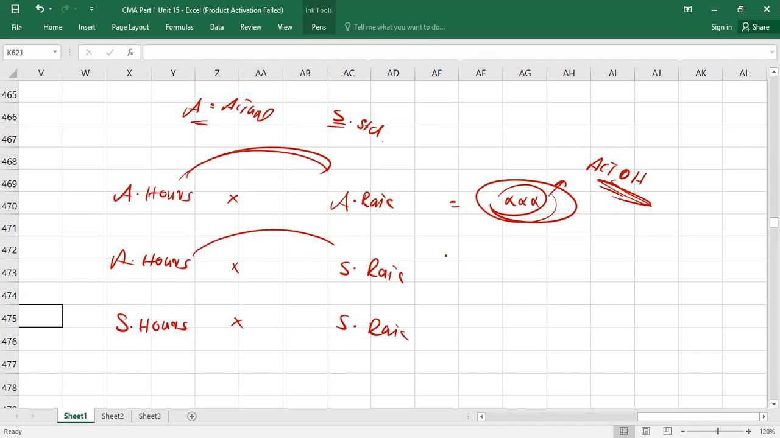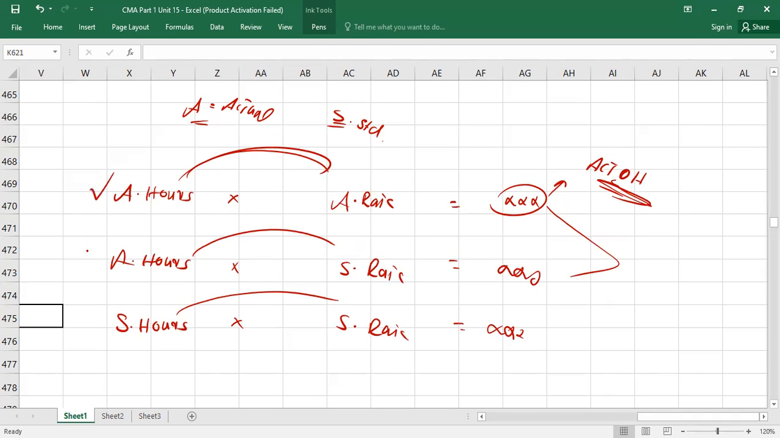Actual hours into standard rate, you will get another answer. Then the third line, I'll tell you how to find out. Third line, standard hours into standard rate, you will get another answer. Now look, if I take the difference of the first two lines, the first two answers, is there any difference of hours? Hours are the same. Is there any difference of rate? So it should be a rate variance. Which is called spending, also price variance.